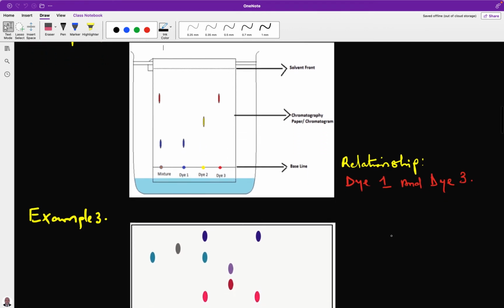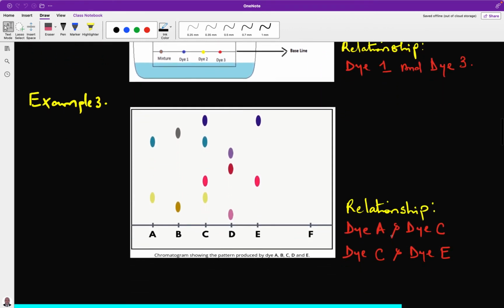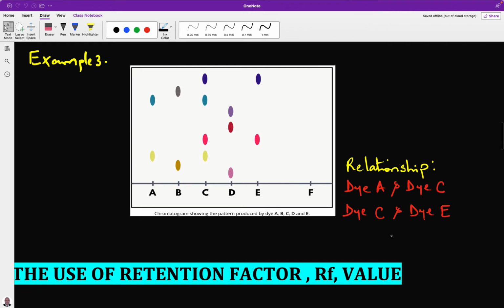Now let's go to example number 3. We have water soluble dyes. We have dye A, dye B, dye C, dye D, and dye E. These are water soluble dyes. We want to see dyes that are related, dyes that have relation with other dyes here.